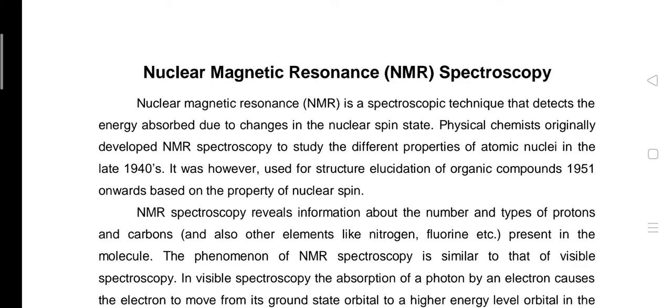So today I'm going to discuss nuclear magnetic resonance spectroscopy. The nuclear magnetic resonance spectroscopy technique detects the energy absorbed due to changes in the nuclear spin states. Okay. If you study this note, it will be very easy to understand.